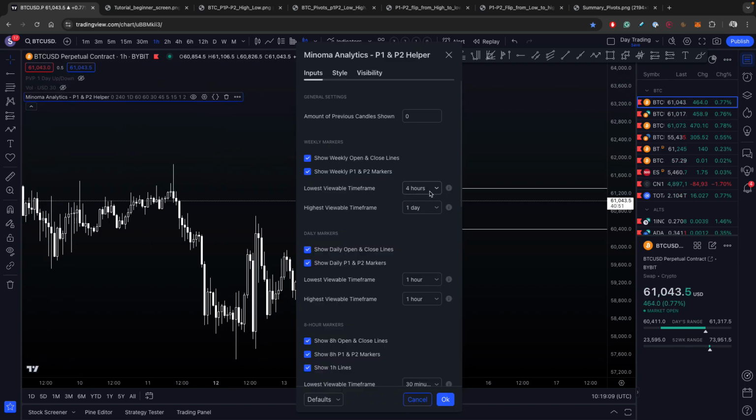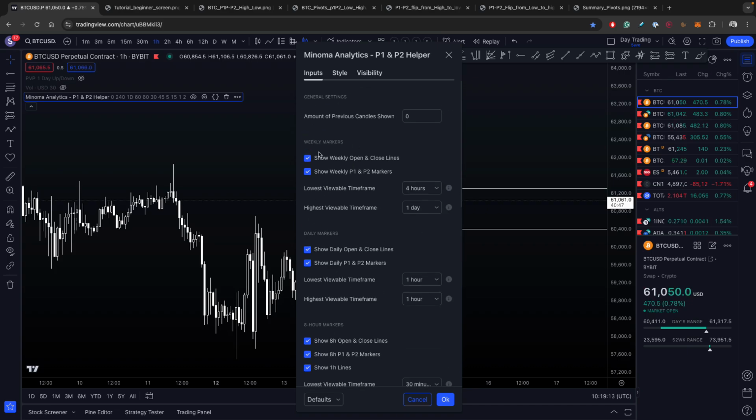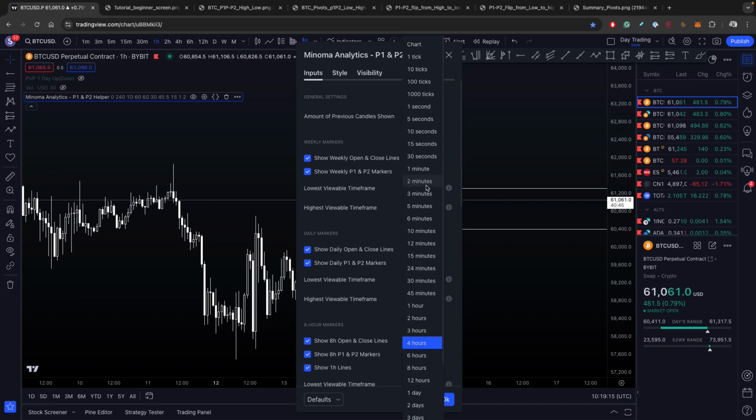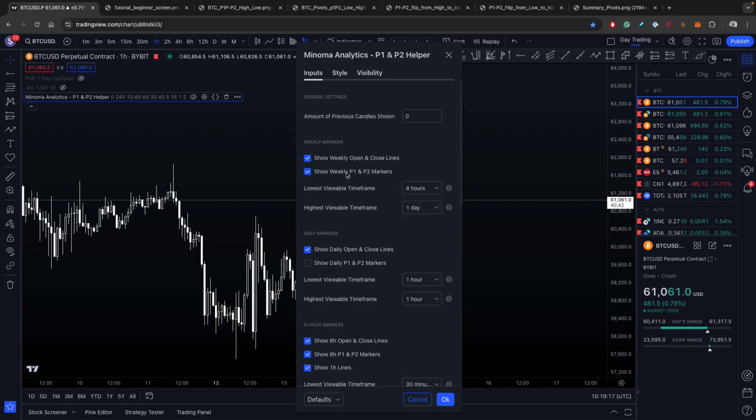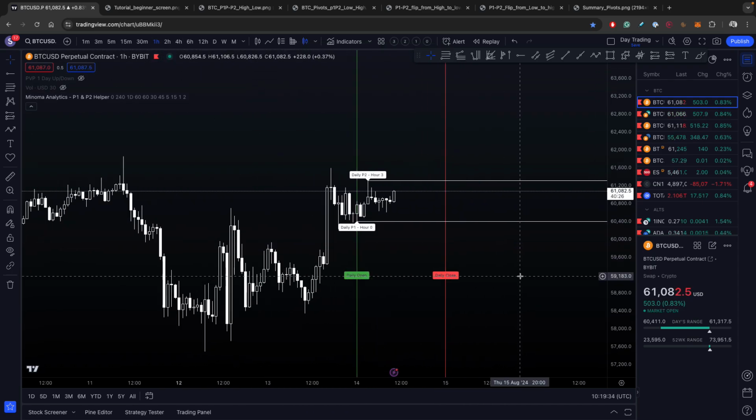You can go to the settings and choose which time frames you want the P1s and P2s to show up for. So in this case, I will see the weekly time frame on the 4-hour to the 1 day, and only on the 1 hour will I see the daily time frame. But you can obviously choose to change that. So here, P1, P2.